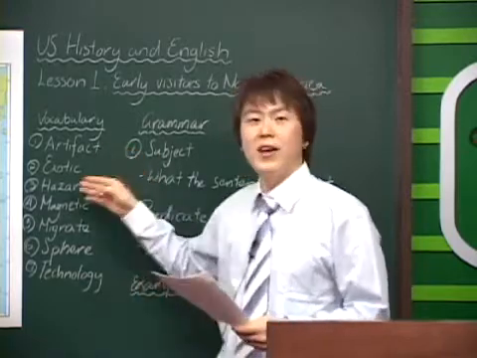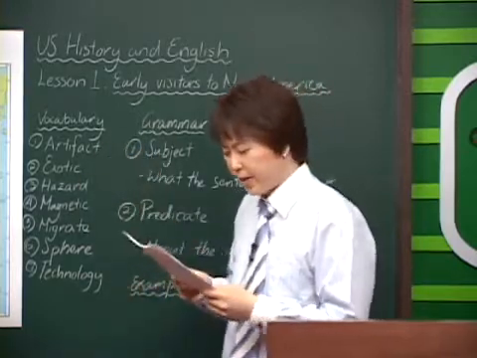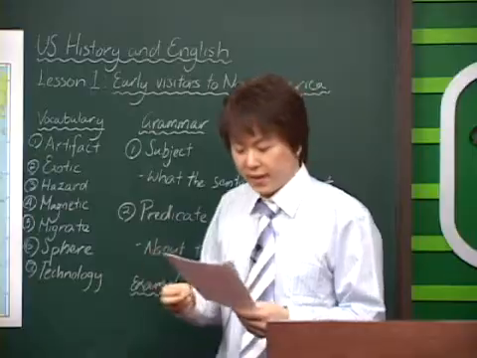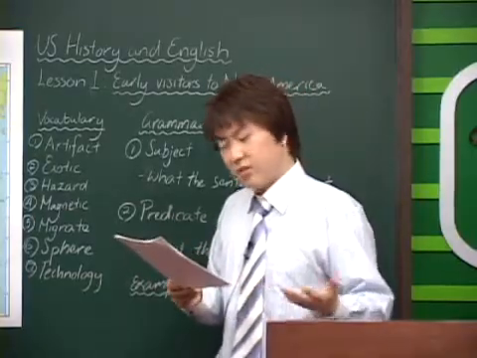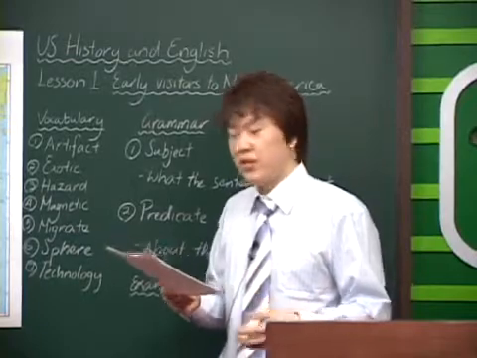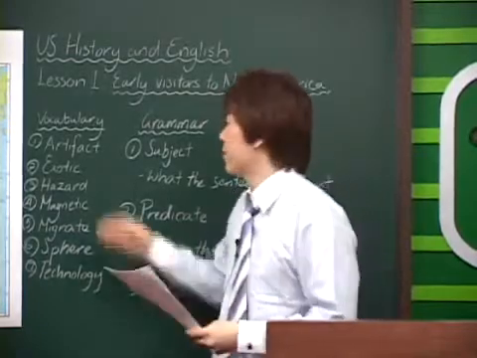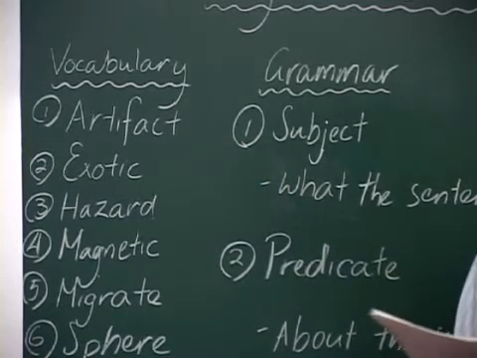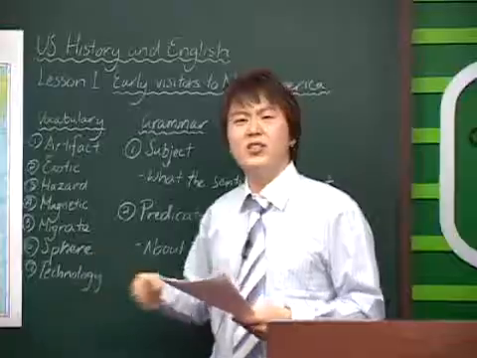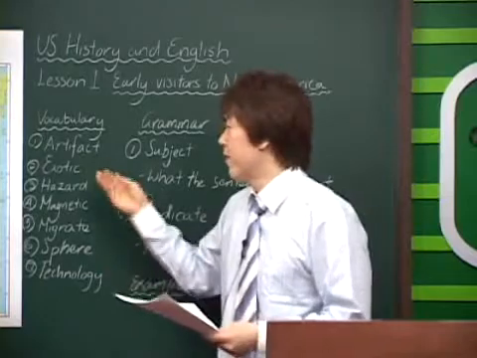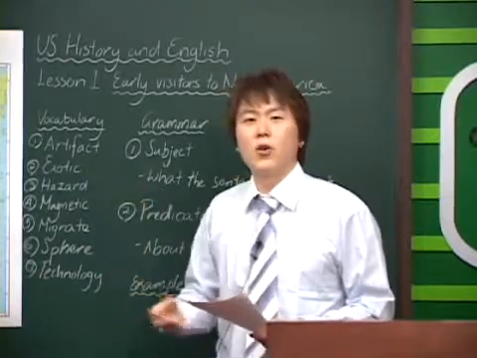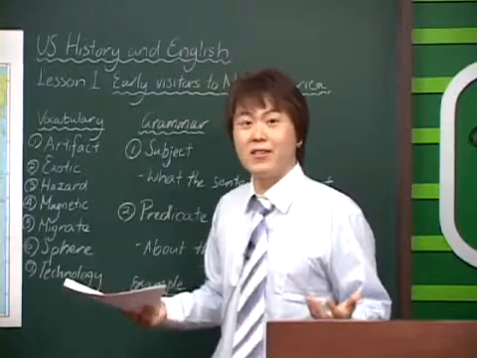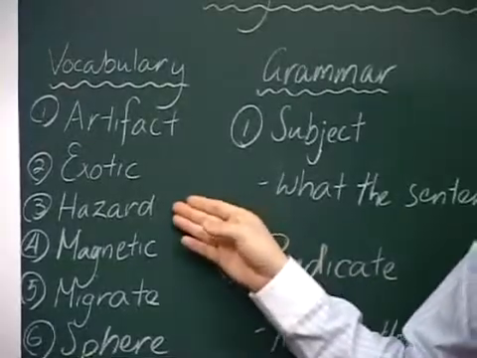Number 1 for today, we have the word artifact. Artifact simply means a man-made object, for practical jobs, such as tools. Those are artifacts. Number 2, we have the word exotic. Exotic simply means strange or unusual. It can also mean something foreign, which to us looks very different or strange, or in a way, weird as well.